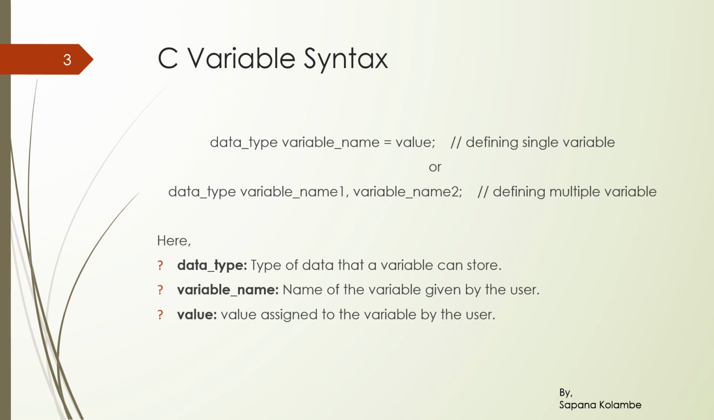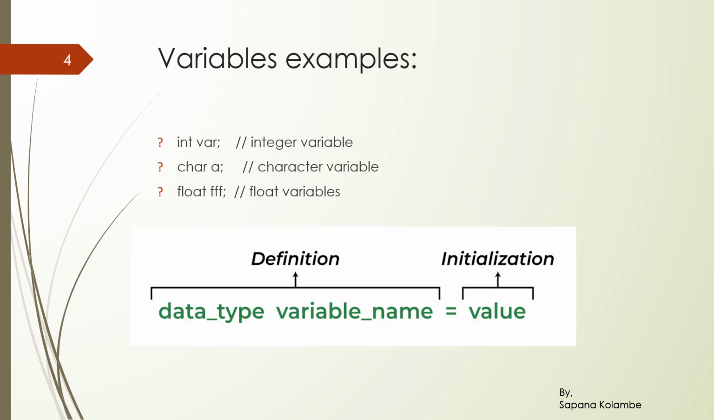Or you can define multiple variables in a single line having the same data type. That is data type, variable name 1, variable name 2. In this case, variable name 1 and variable name 2 are of the same data type. The data type can be integer, character, float, double or void. The variable name is the name given by the user, and the value is what you assign to the particular variable.